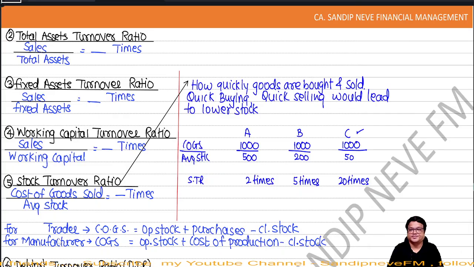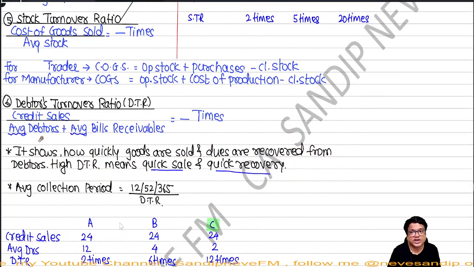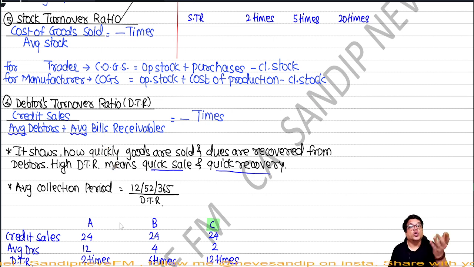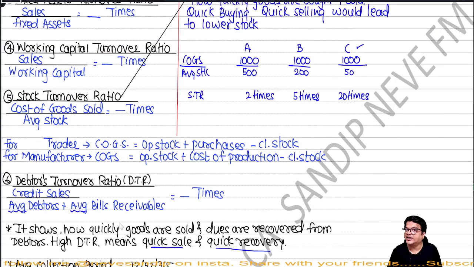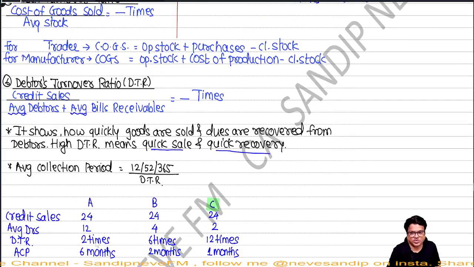Right, people? Let's talk about debtors turnover ratio, which is credit sales upon average debtors plus average bills receivable. What is the whole idea? How quickly you sell. See, these ratios are also interconnected. Stock turnover ratio is what? How quickly you buy and how quickly you sell. But that doesn't end over there. After you sell, you should recover also. So debtors turnover ratio talks about that. How quickly you sell, how quickly you recover, right? Faster the better, sooner the better.